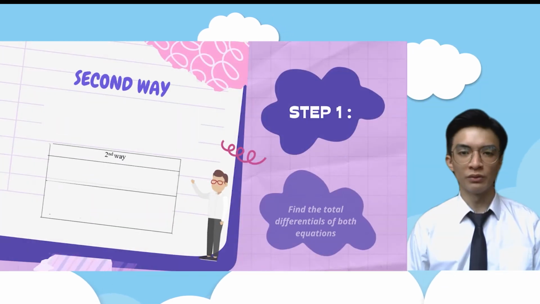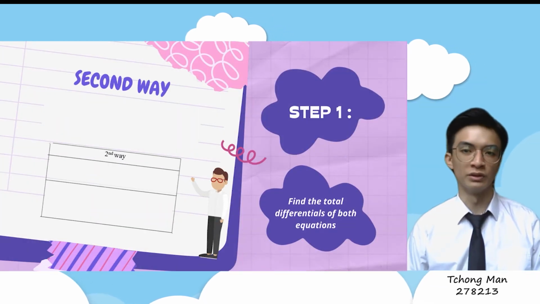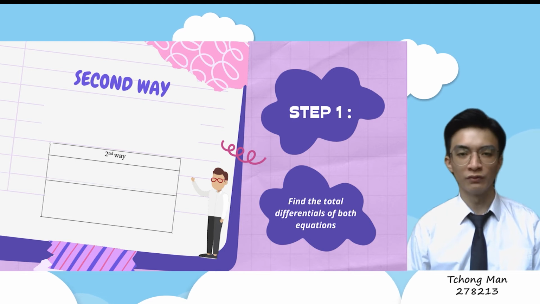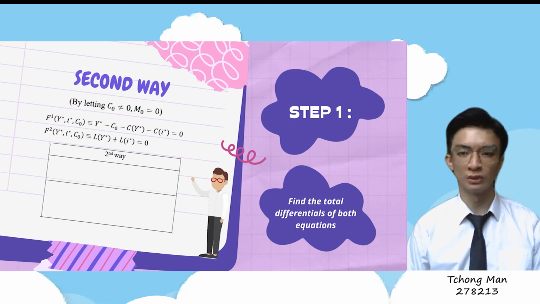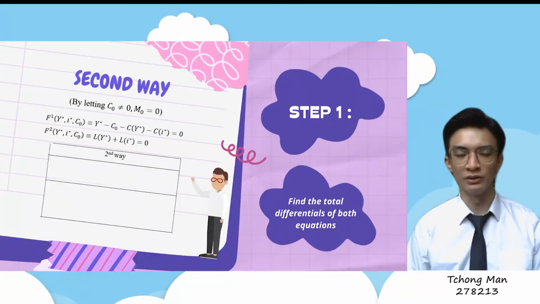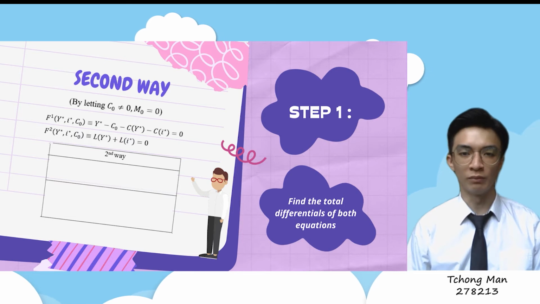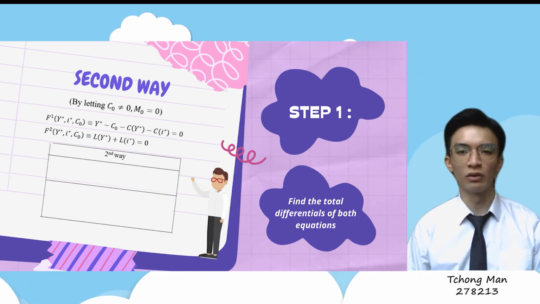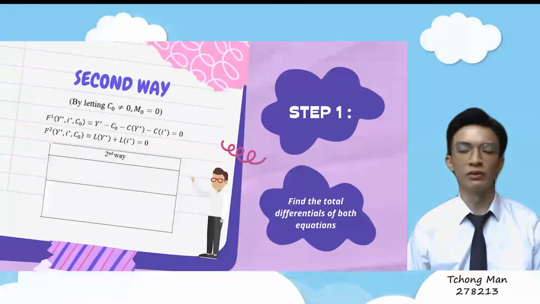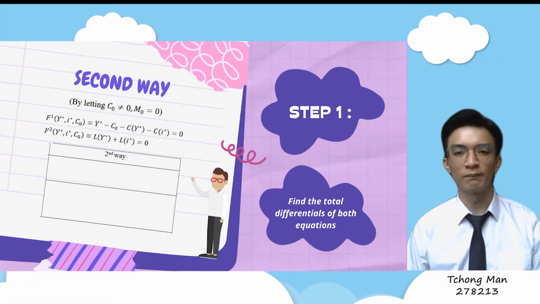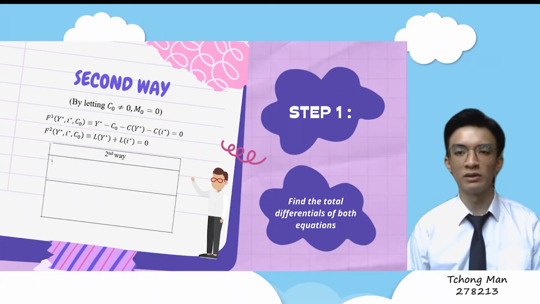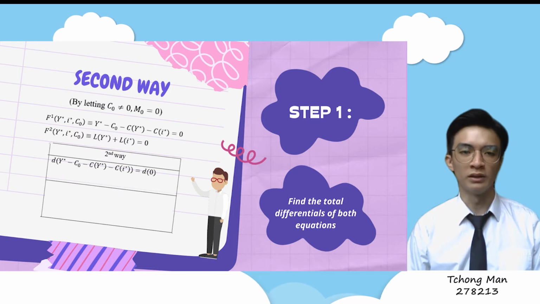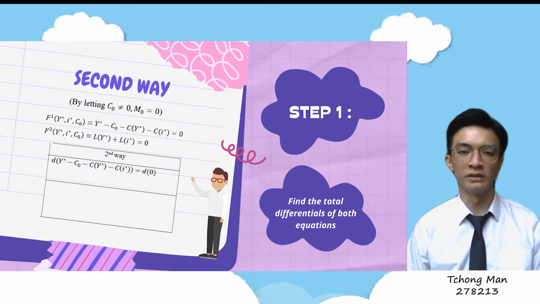Alright, now I'll explain the second way to find the total differential of both equations. In order to find the total differential, first we need to let M null equal 0, because we're just focusing on C null changes. In other words, we just ignore M null. Now we can start to multiply d with the left-hand side and right-hand side of both equations. The d stands for differential. As we can see on the slide, d is multiplied with the whole left-hand side of the equation: Y star minus C null minus CY star minus CI star.